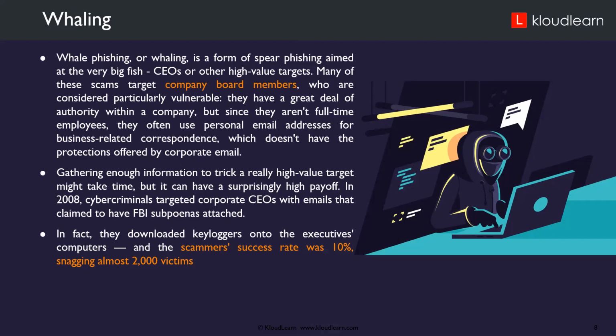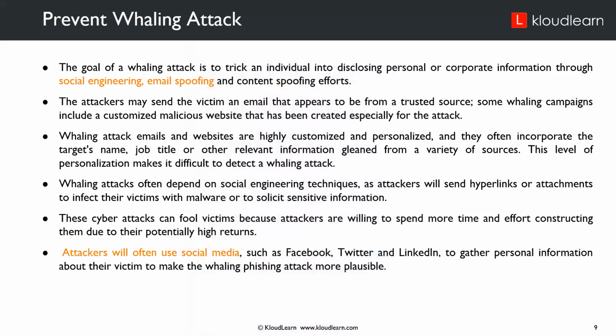Gathering enough information to trick a really high-value target might take time, but it can have a surprisingly high payoff. In 2008, cybercriminals targeted corporate CEOs with emails that claimed to have FBI subpoenas attached. In fact, they downloaded keyloggers onto the executives' computers, and the scammer's success rate was 10%, snagging almost 2,000 victims. There are some things you can do to help prevent a whaling attack.